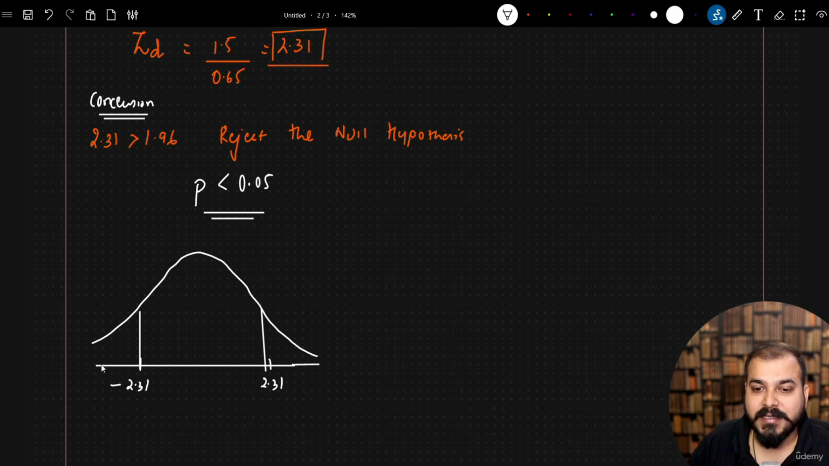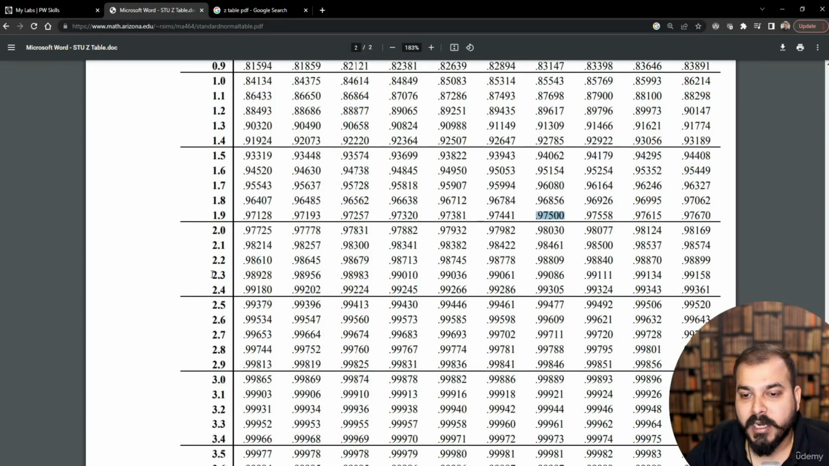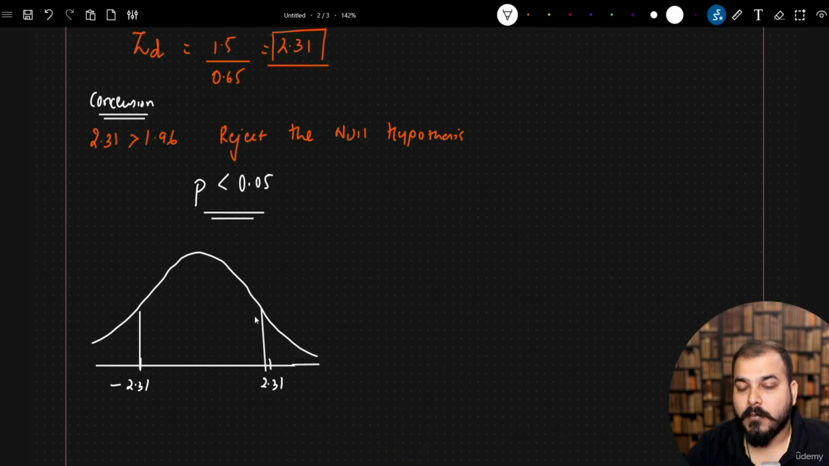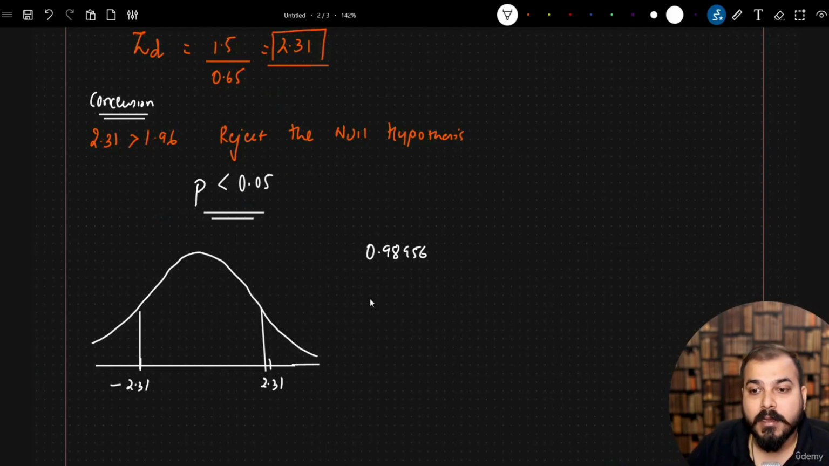Now, based on this, let's calculate the area under this curve till 2.31. So all I have to do is go back to my Z table and check what is 2.31. Quickly I will go and see over here. So 2.31, this is 2.3 and this is 1, right? So I am getting 0.98956. This entire area that you are seeing is nothing but 0.98956. I guess this is correct. Right, this is the entire area.